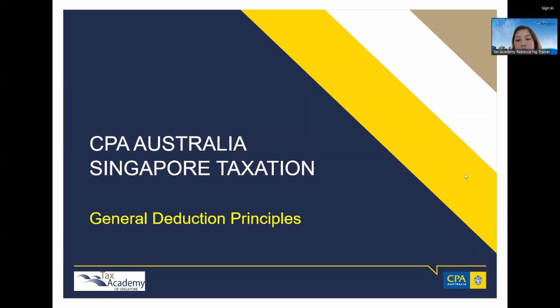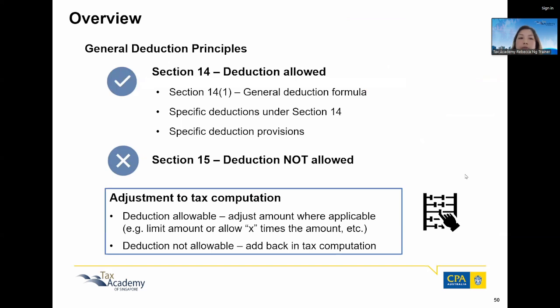Just now we talked about receipts, now we will talk about expenditure, whether the expenditure is allowable or not allowable for deduction. So again, we look at the Income Tax Act. The Income Tax Act says that Section 14 provides for what kind of expenditure is allowable, and Section 15 tells us what type of deduction is not allowable.